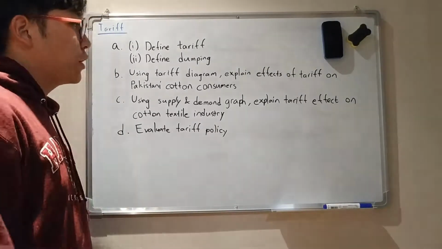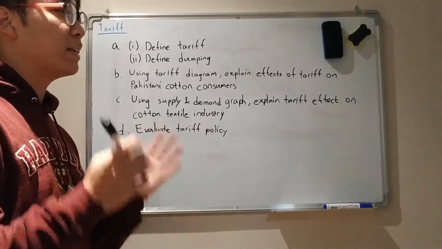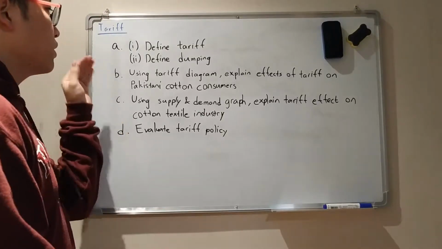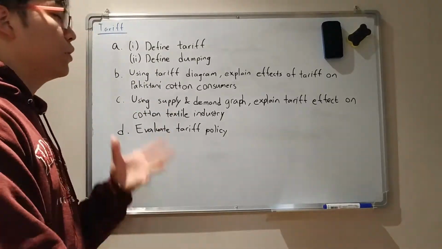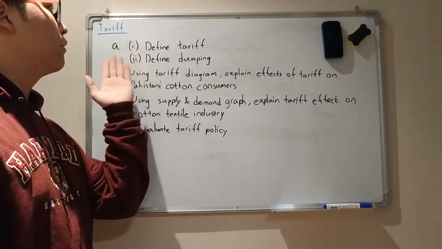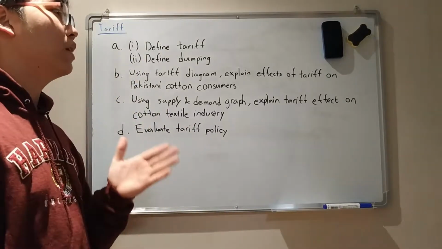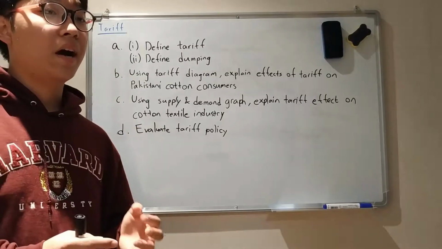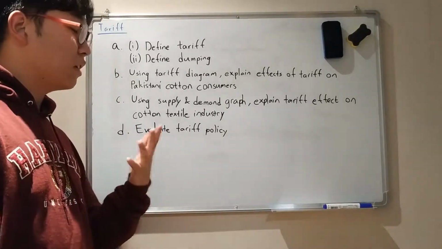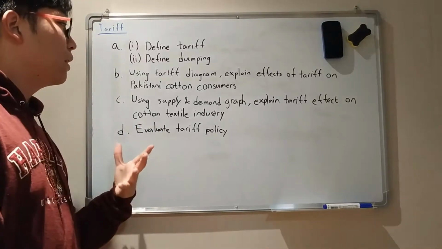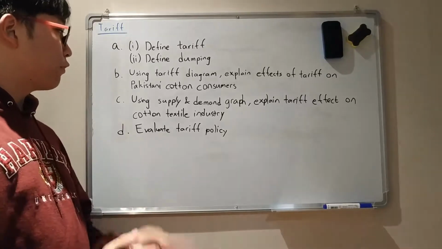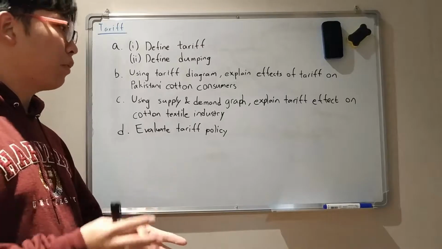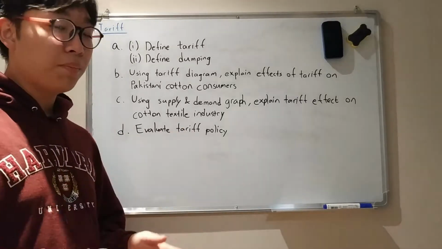Alright, so here are the questions that I've created for you. These are exactly the way paper 2 is going to look. The first part, part A, which is worth 2 points, for I and II is going to be asking you about definitions. Here, I ask you to define tariff and to define dumping. For B, it is worth 4 points, and you can see the question. Same for C, it's 4 points, and D is worth 8 points.